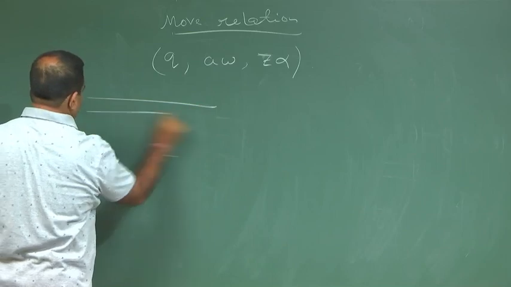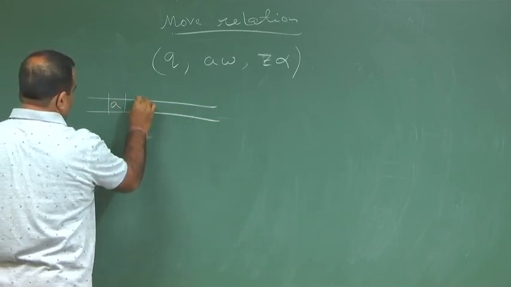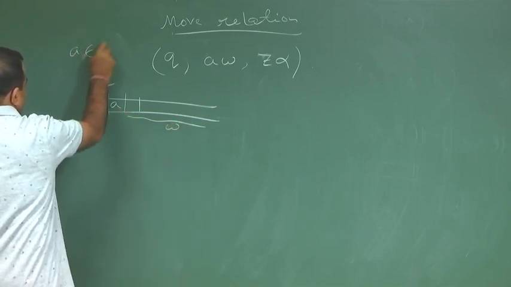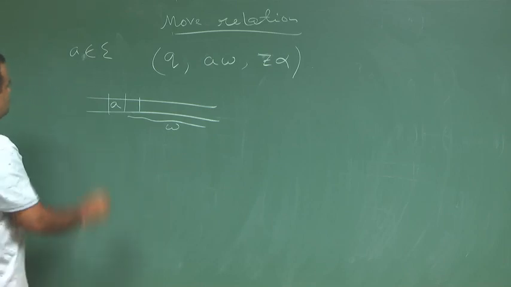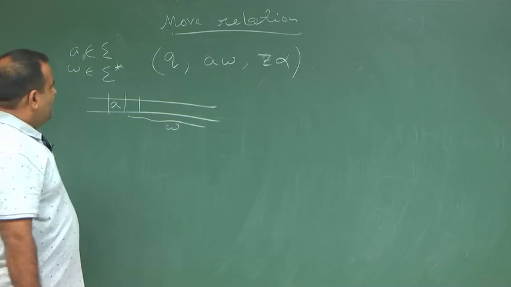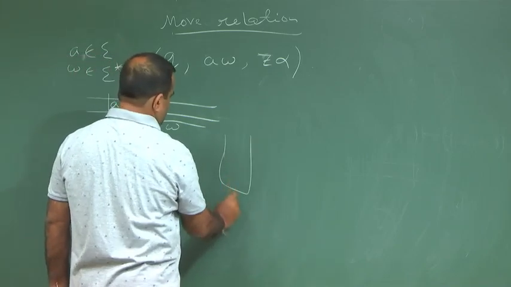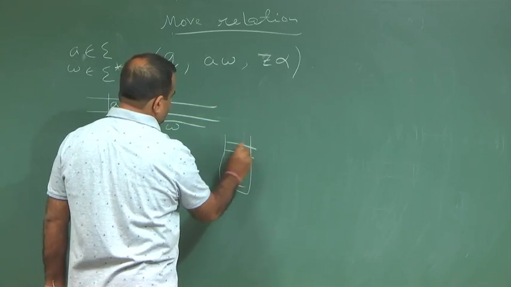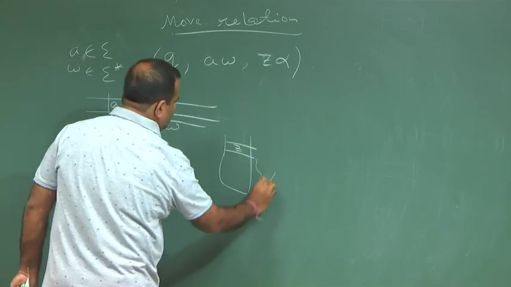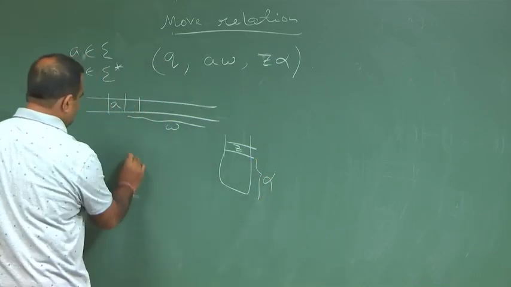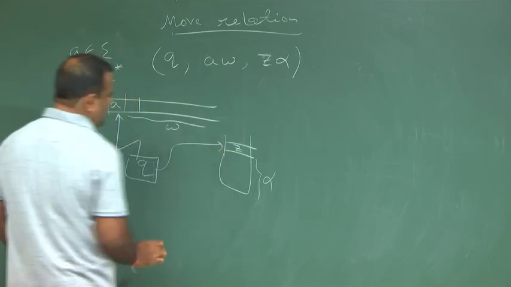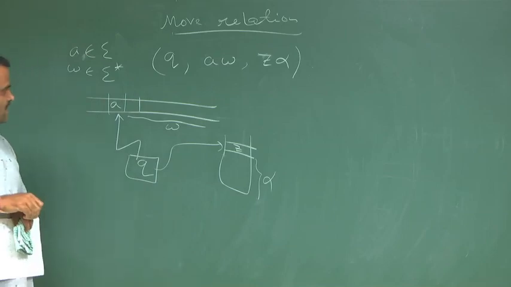That means this is our tape, we have a and we have w over here, the string, and a is an input alphabet symbol and w is a string of input alphabet. w could be empty also. Z is not a string, Z is a symbol, the top of the stack, and alpha is the rest of the stack symbols, and our automaton is at q. So, this is the current ID, current snapshot of the PDA.